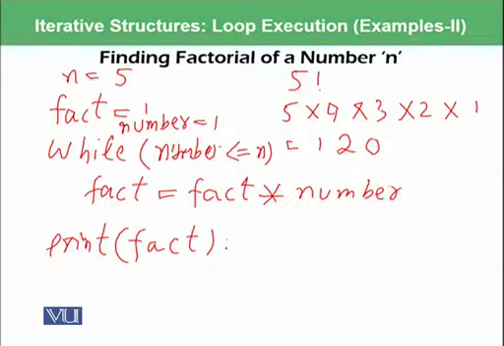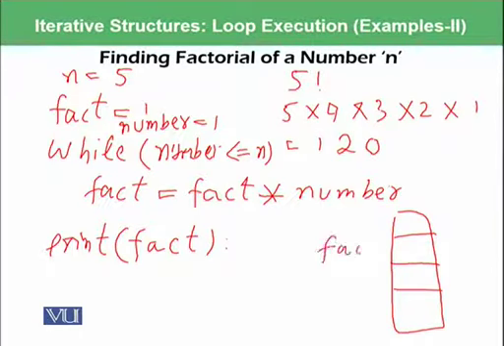Initially we have fact as 1, so we have a RAM in which we have fact as 1 and number as 1, and we are saying that number is less than or equal to n, which means 1 is less than or equal to 5. So the condition is true. Fact multiplied by number, 1 multiplied by 1, and that 1 is again going to be stored in fact. That's fine.